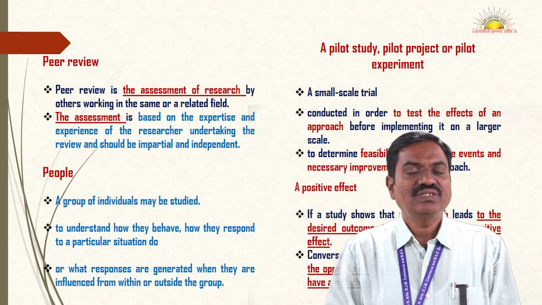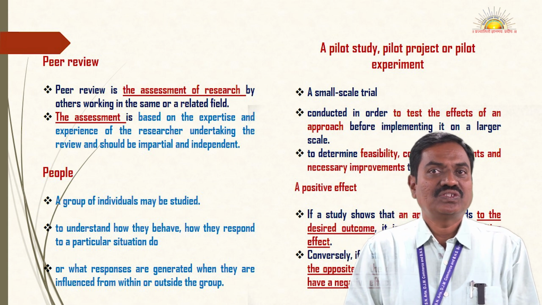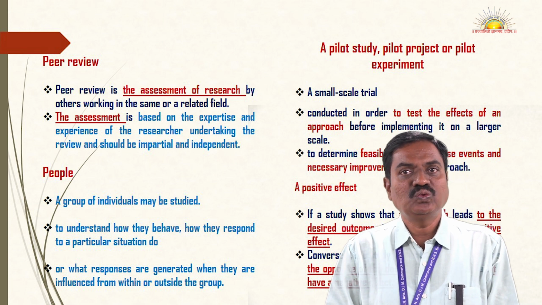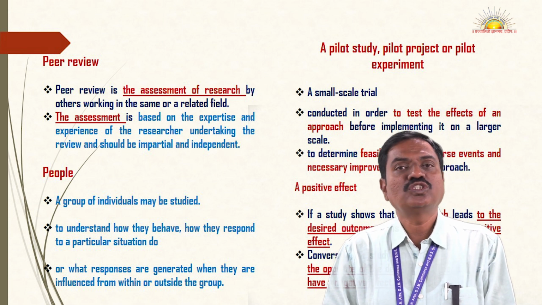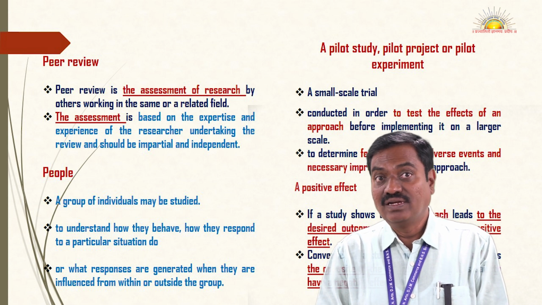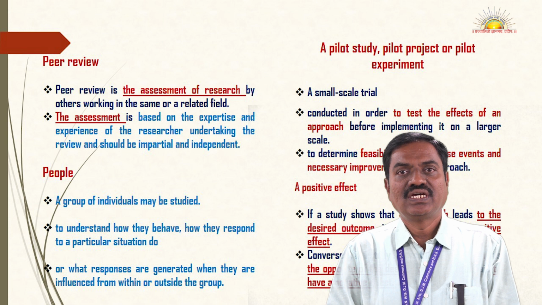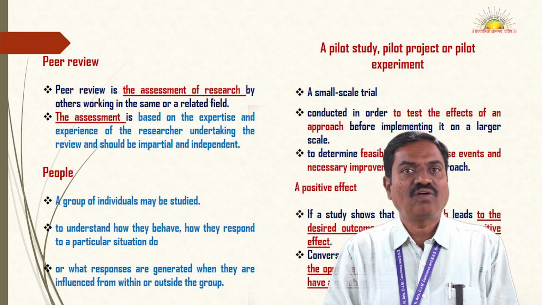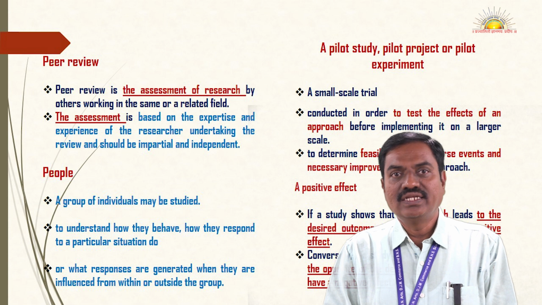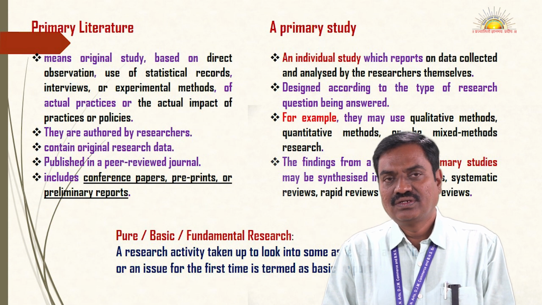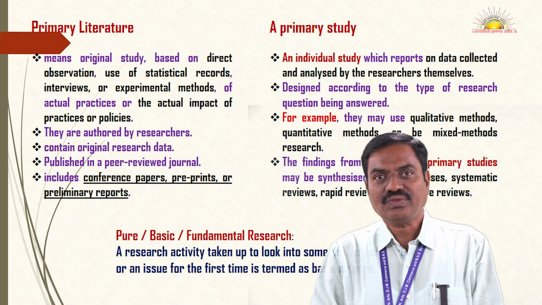The next term is a positive effect. If a study shows that an approach leads to the desired outcome, it is said to have a positive effect. Conversely, if a study shows that an approach has the opposite of the desired outcome, it is said to have a negative effect.